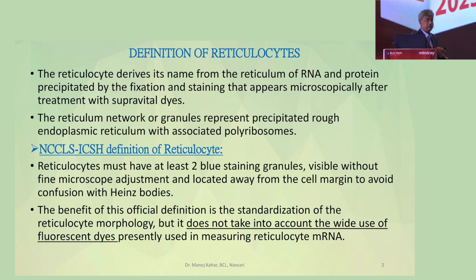We have a very specific definition from NCCLS, ICSH, which says that reticulocytes must have at least 2 blue staining granules, and this should be visible without fine microscope adjustment. So the granules have to be coarse enough, seen without fine microscopic adjustment, and located away from the cell margin to avoid confusion with Heinz bodies. This is a very specific definition given by NCCLS for reticulocyte.